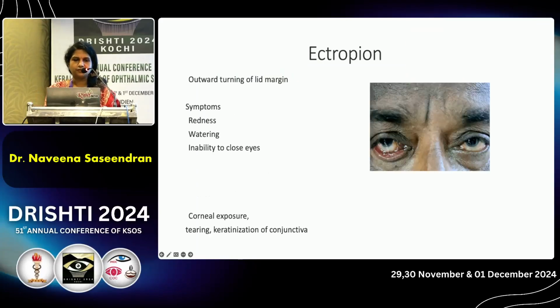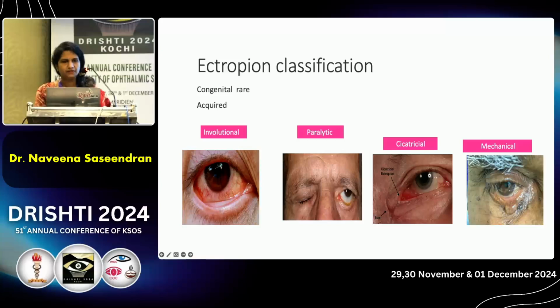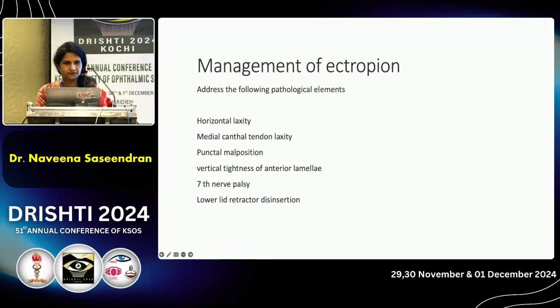Now, coming to ectropion. Ectropion is outward turning of the lid margin. The symptoms are similar to entropion, like redness and watering, and there will be inability to close eyes, and there will be associated features of facial nerve palsy if it is a paralytic ectropion. And these features are secondary to corneal exposure, tearing, and keratinization of conjunctiva. Ectropion can be classified as congenital, which is rare, and acquired, which can be involutional, paralytic, cicatricial, and mechanical. So, management of ectropion should address the following 6 pathological elements.